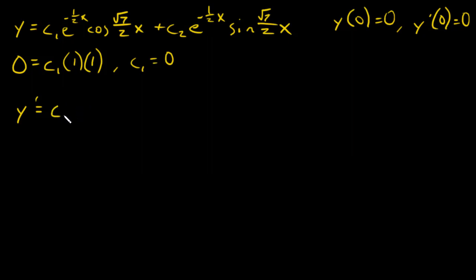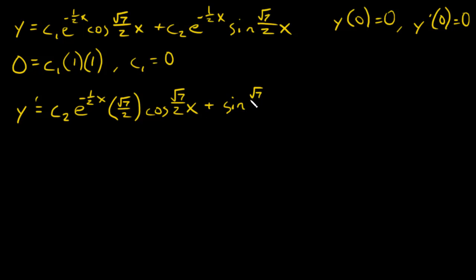So y prime is going to be c2. We're going to have first e to the negative 1/2 x times the derivative of the second, so times root 7 over 2 cosine root 7 over 2 x, plus the second, sine root 7 over 2 x, times the derivative of the first, which is going to be negative 1/2 e to the negative 1/2 x.